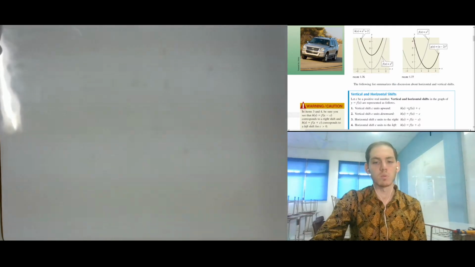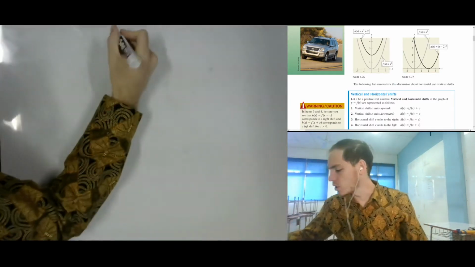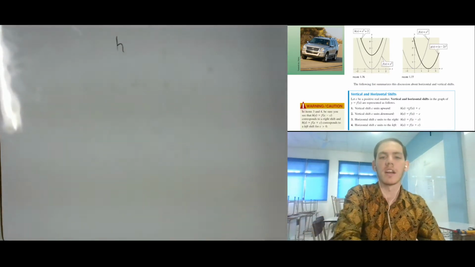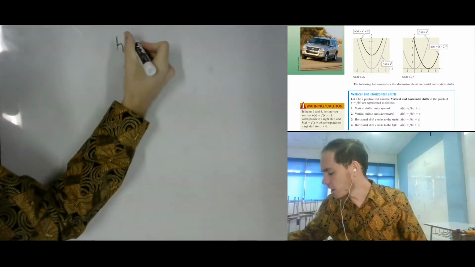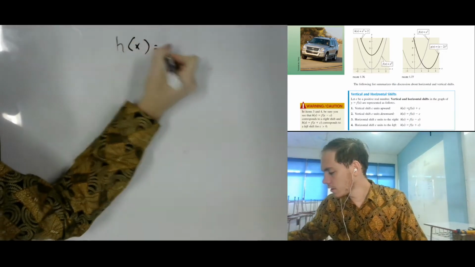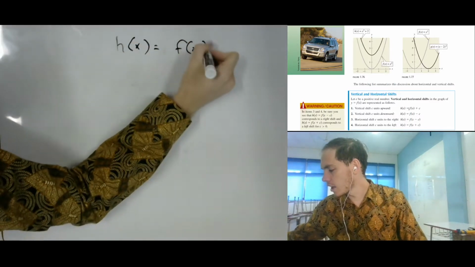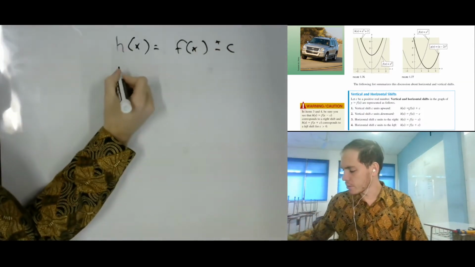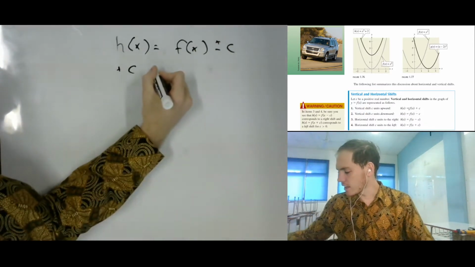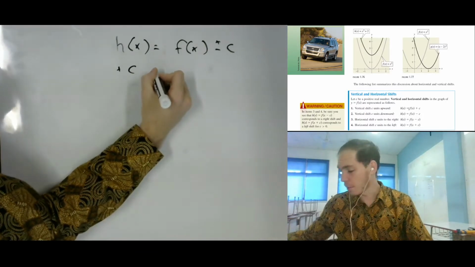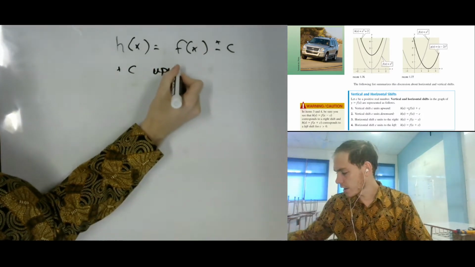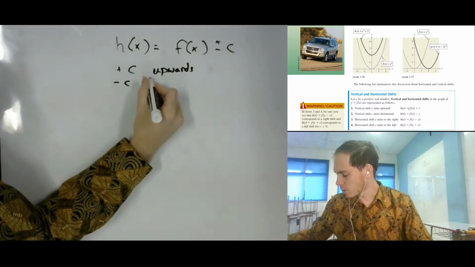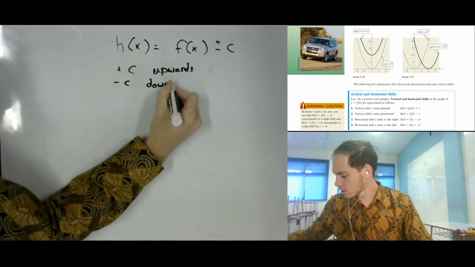So vertical shift, we are adding to a function. So if you notice, with vertical shift, we are going to have a function f of x, and we're either going to add or subtract c. Okay, if you plus c, it is upwards. Okay, if you subtract c, it's downwards.